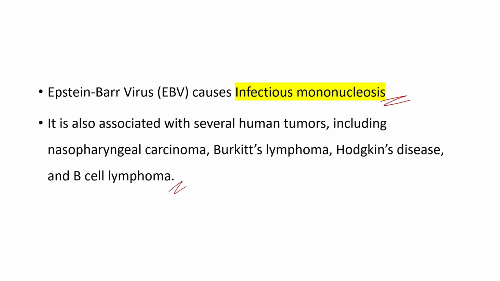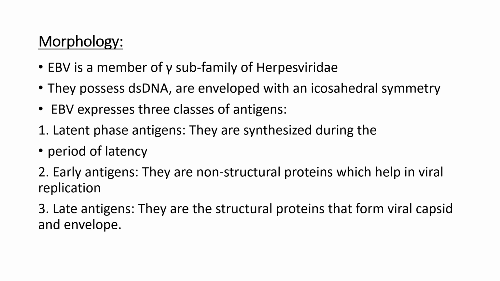So this Epstein-Barr virus is the first known virus which is associated with human carcinomas, and it also comes under oncogenic viruses. So coming to morphology of Epstein-Barr virus. This Epstein-Barr virus belongs to gamma subfamily of herpesviridae. So there is a family, herpesviridae family. Under that there are three subfamilies. One is alpha, another one is beta, and one more is gamma. So this Epstein-Barr virus belongs to gamma subfamily of herpesviridae.